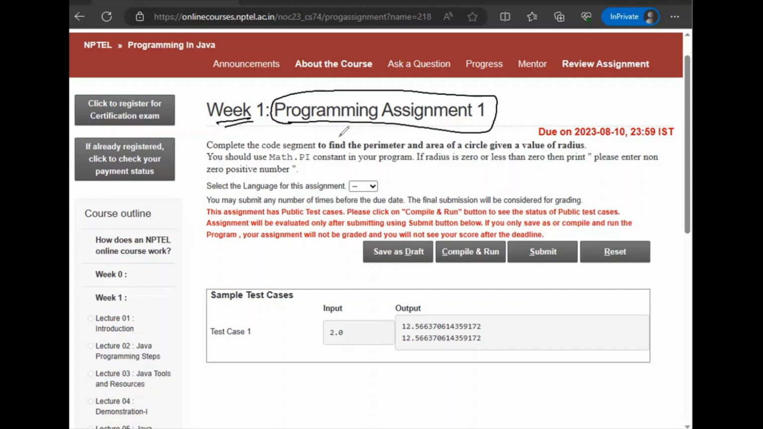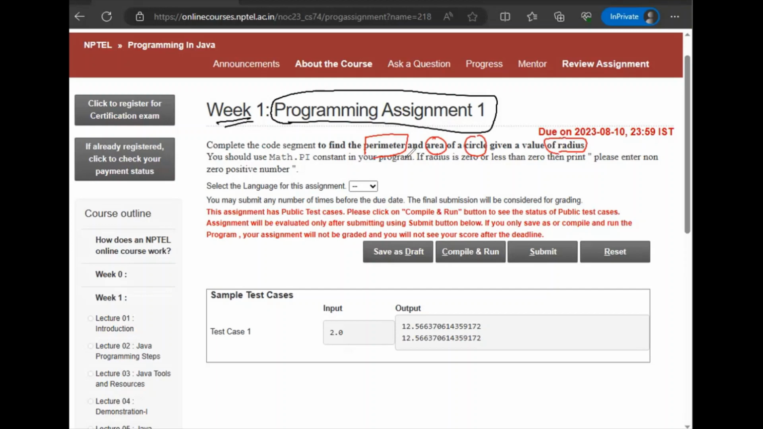So what is the question for? To find the perimeter and area of a circle. So first you should know the formulas of perimeter and area of a circle. Okay, for what? For a given radius value. So a value will be given, and for that you are going to do it.